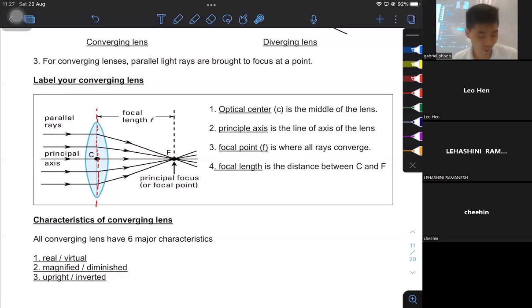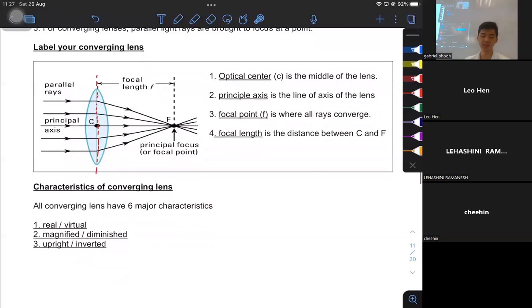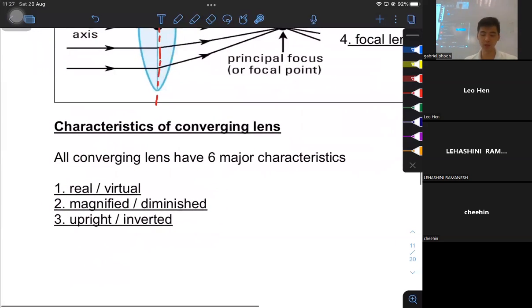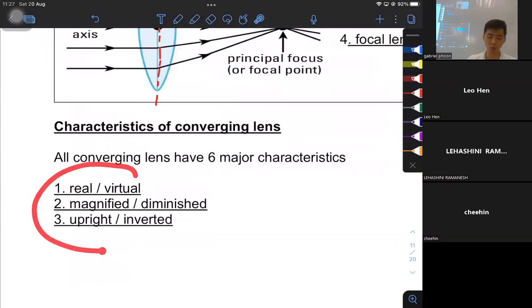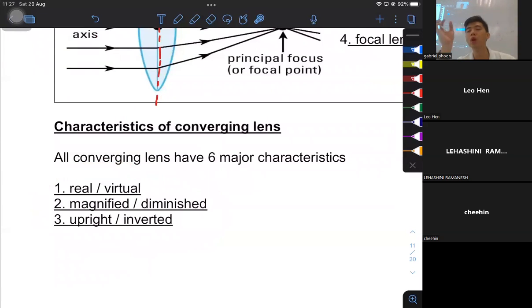Okay, so moving on to the next part here. This is basically supposed to be the characteristics of the converging lens. These characteristics will usually describe the image produced due to the lens. The image produced will either be real or virtual. It will be magnified or diminished, upright or inverted. What do I mean by that? I'll show you some diagrams later. Copy this down first.